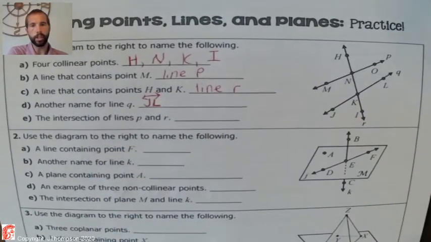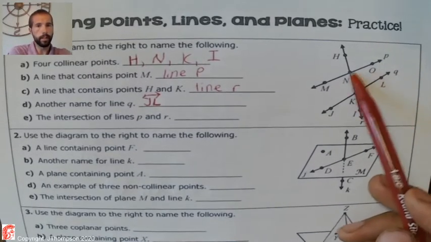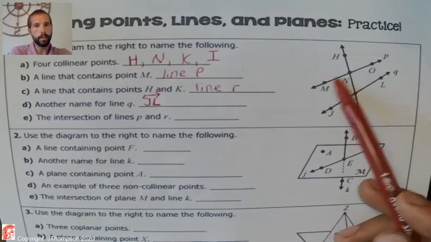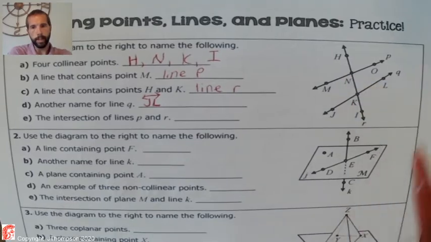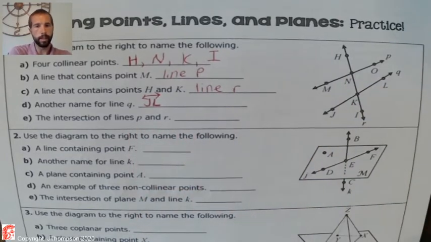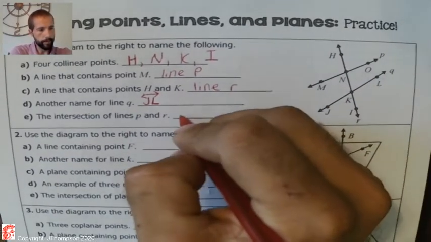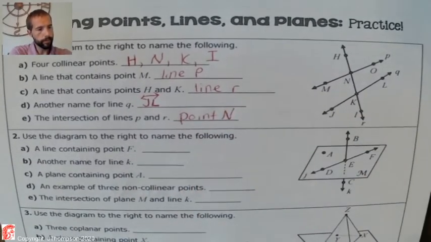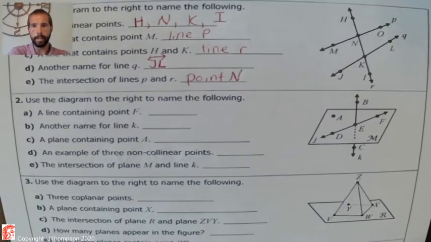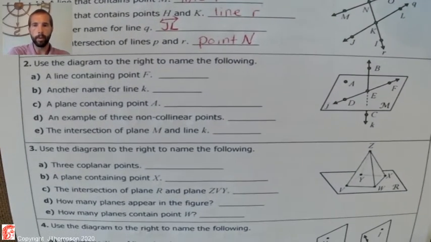All right, what's the intersection of line P and line R? So 2 lines intersect at a point. So let's see where they intersect. Here's line P. Here's line R. Looks like they have point N in common. That's where they intersect. So the intersection of line P and R is point N. Or we can just put the capital letter N because a capital letter names a point.